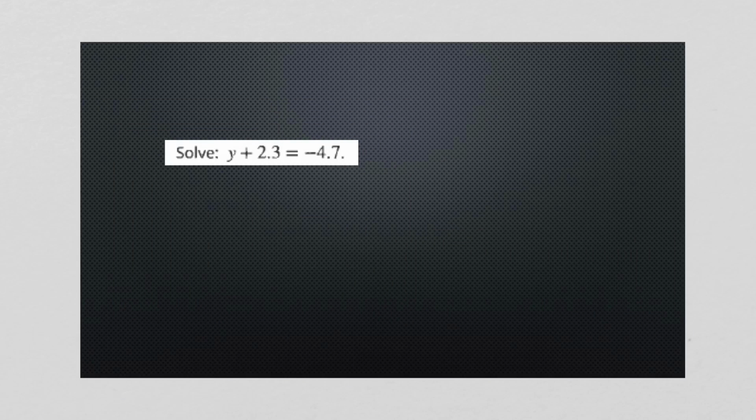Okay, so now let's solve the equation. So we've got y plus 2.3 equals negative 4.7. I want to find out what y is. So you always have to ask yourself, what's happening to this variable? Well, it's being added to 2.3. How do I undo adding 2.3? You undo addition with subtraction. So I'm going to subtract 2.3 from both sides.